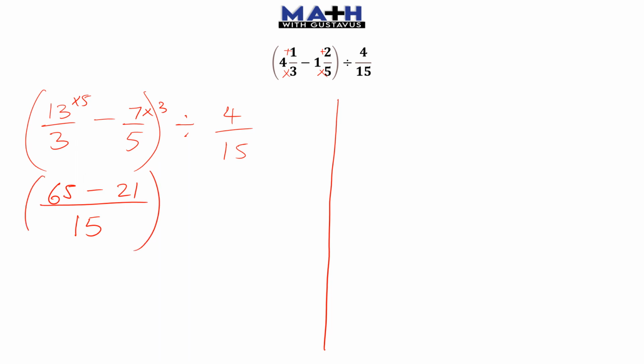Keep it in parentheses. Now we can choose to change the division to multiplication and then reciprocate. We can do it at this juncture. That's perfectly fine. So let's subtract there. 65 minus 21, that will give us 44. And then we put that over 15. And then we multiply that now by 15 over 4.